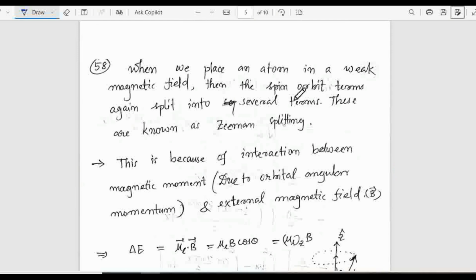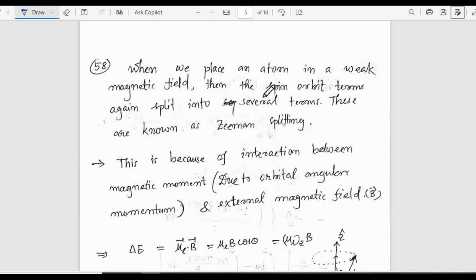If you place an atom in a weak magnetic field, not a strong magnetic field, then it is the normal effect; if you place an atom in a strong magnetic field, then it will be the anomalous effect. So what happens is that when you place an atom in a weak magnetic field, the orbit term again splits into several terms.